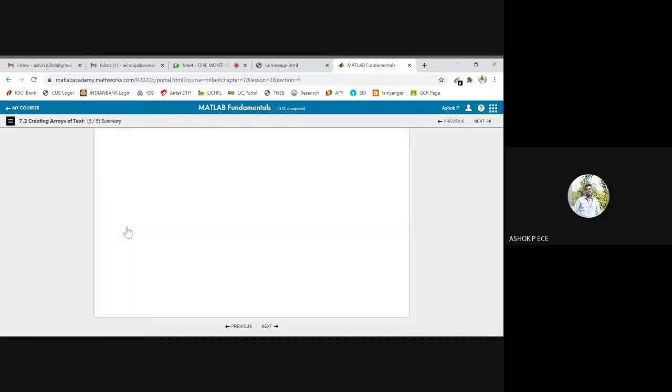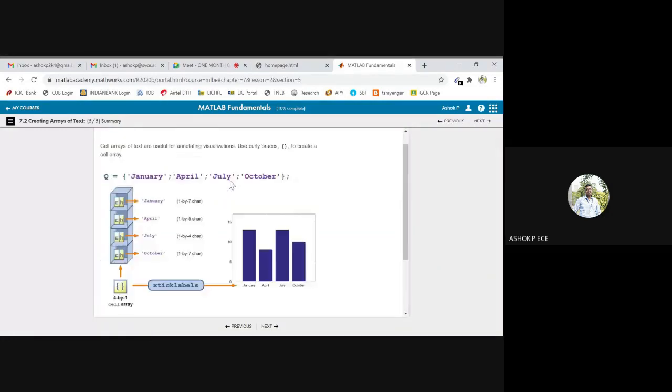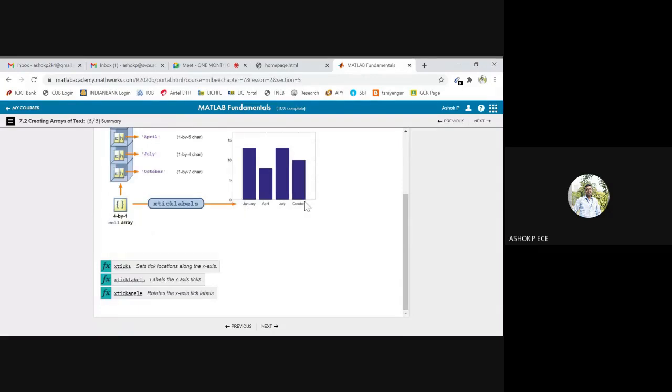Okay. So next, section summary. I think you understood what we have used here. We have replaced the numbers on the x-axis by text. And for text you have to use two commands. Xtext says that I am going to use text. Xtext labels says what text I am going to use along the x-axis. And xtext angle says at what angle I have to display my graph.